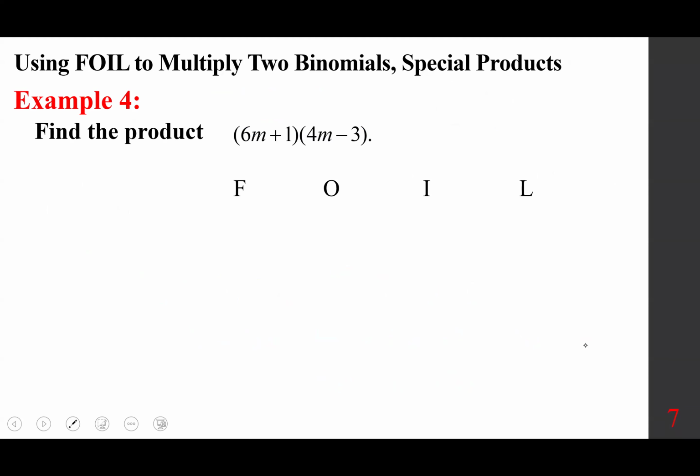Using FOIL to multiply two binomial special products. The concept of foiling: if you have two terms, binomial refers to the fact that you're dealing with two terms. We have binomials, trinomials with three terms, and polynomials in general. So let me write those before we move on.